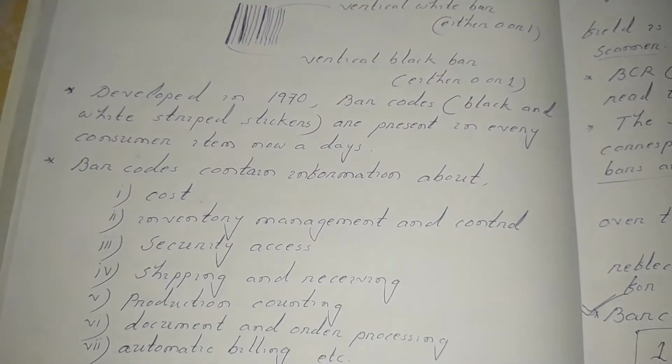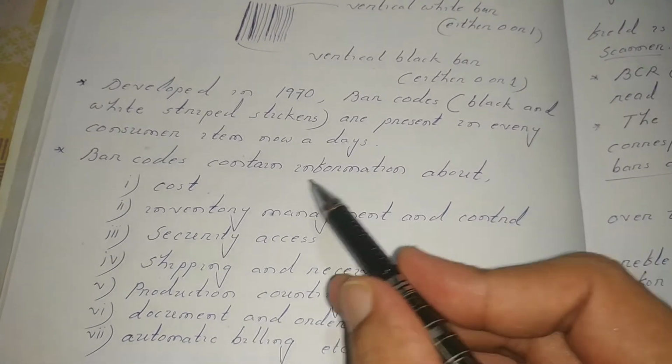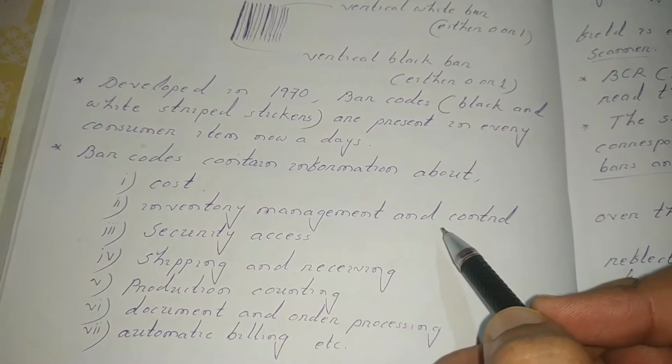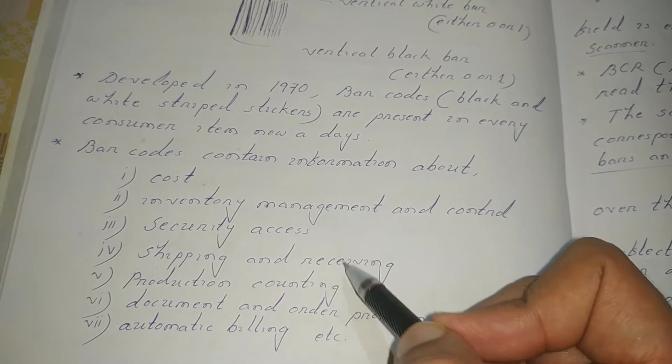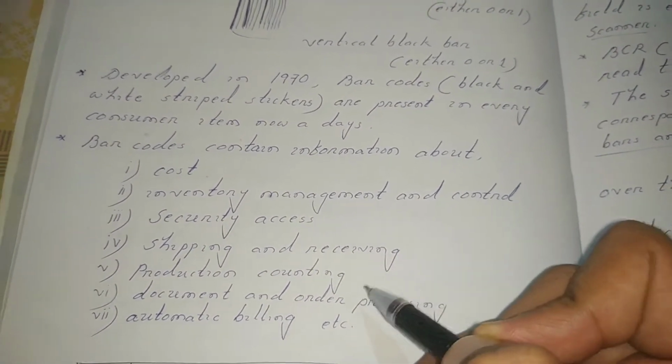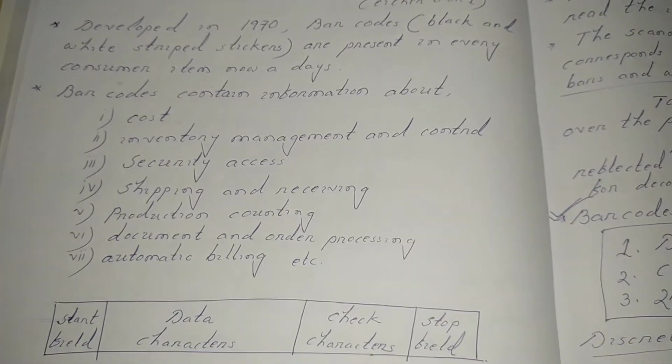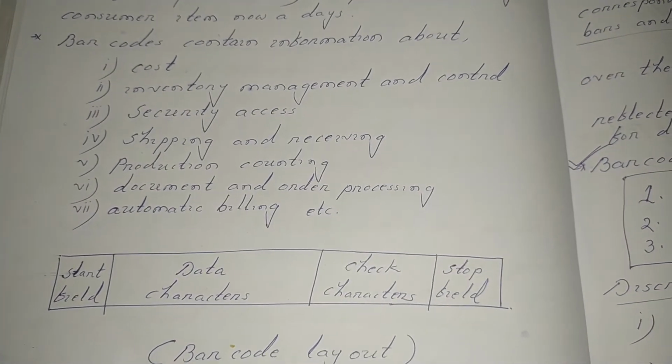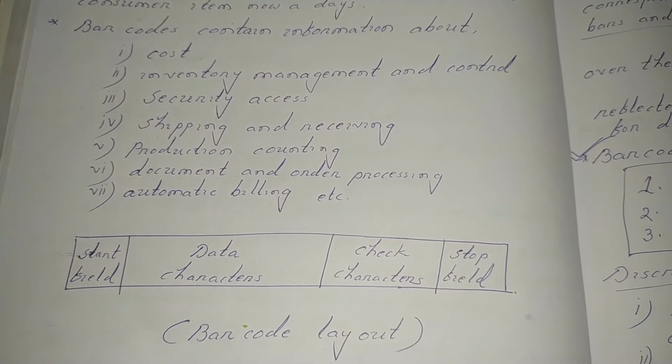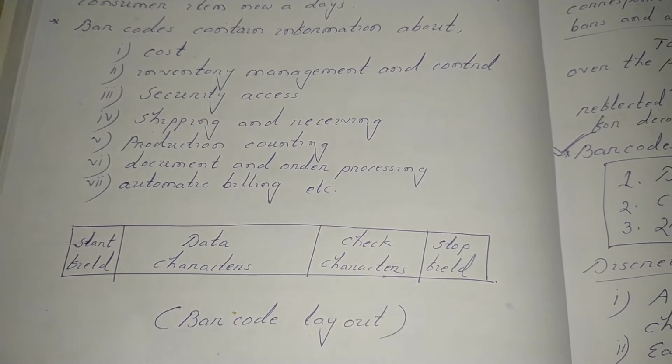A barcode contains information like the cost of the product, inventory management and control, security access, shipping and receiving, production counting, document and order processing, automatic billing, etc. These are the information that are contained in a barcode.